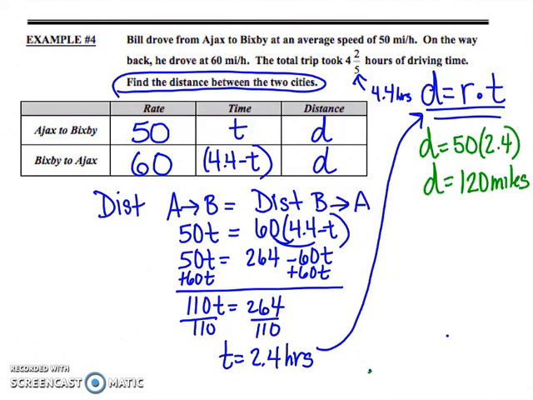Now you certainly could have used the 60 times 4.4 minus 2.4, but using that equation is just more work. So here's the answer to our problem. We found out the distance from Ajax to Bixby is 120 miles.